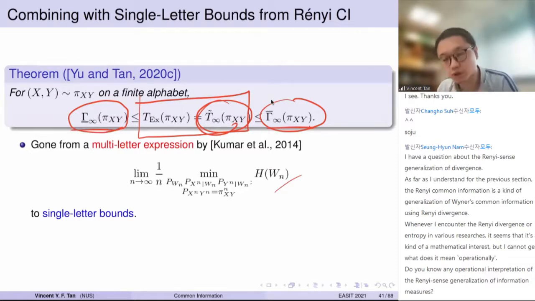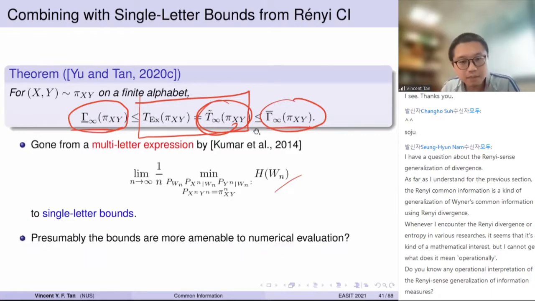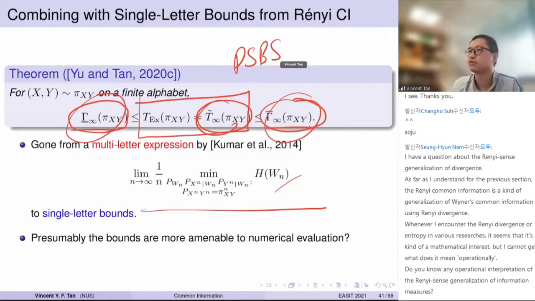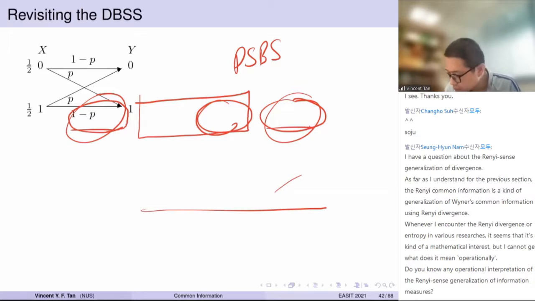We have not completed the story. We don't have a single letter expression, but we have single letter bounds. Then the question is, presumably, the bounds are more amenable to numerical evaluation. And hence, can we do better than this and evaluate this bound and this bound, for example, for the DSBS, and say something meaningful? Because single letter things can be controlled, multi-letter things cannot. All right, so let's go to the DSBS.